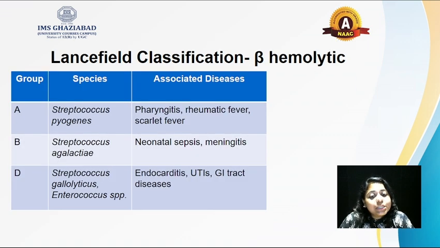Next, the diseases associated with group A, group B and group D. In group A, there is Streptococcus pyogenes, which causes pharyngitis, rheumatic fever and scarlet fever. Group B includes Streptococcus agalactiae, which causes neonatal sepsis or meningitis. Group D, Streptococcus galactus and Enterococcus species, cause endocarditis, UTIs and GI tract diseases. These are the diseases caused by these species of Streptococcus.